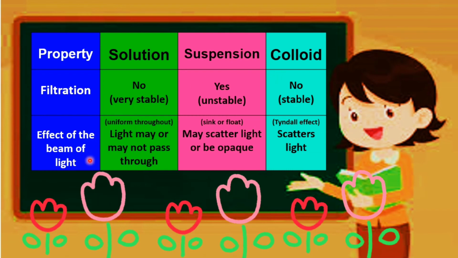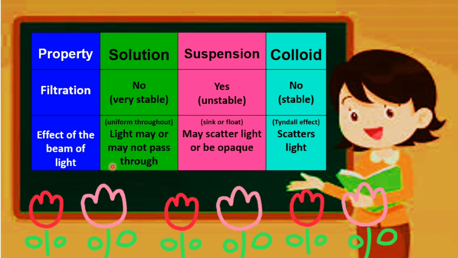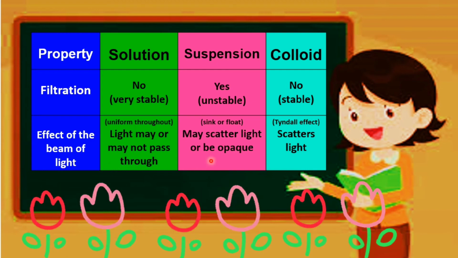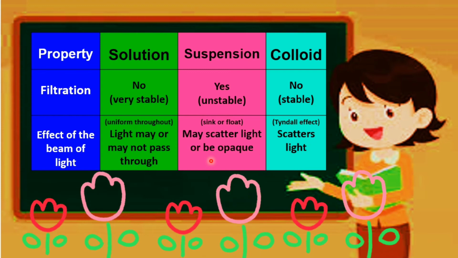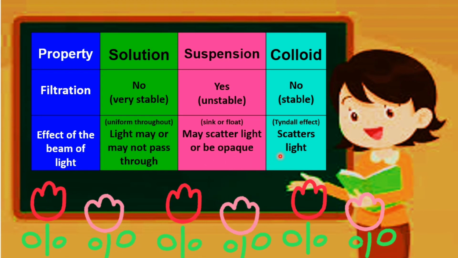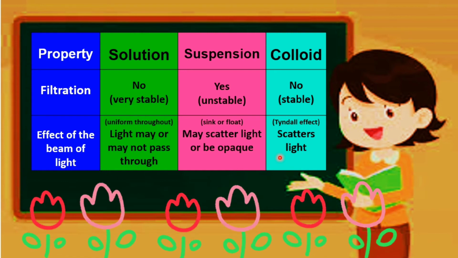How about the effect of a beam of light? In solution, light may or may not pass through, considering that the mixture is uniform throughout. And in suspension, unless you shake the mixture vigorously or maybe leave it undisturbed, it may scatter light or be opaque. And in colloid, the light is scattered due to the Tyndall effect.